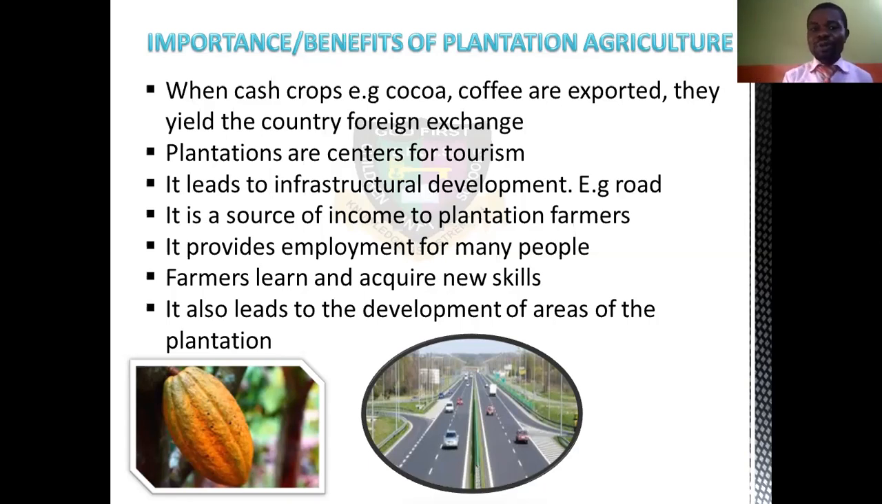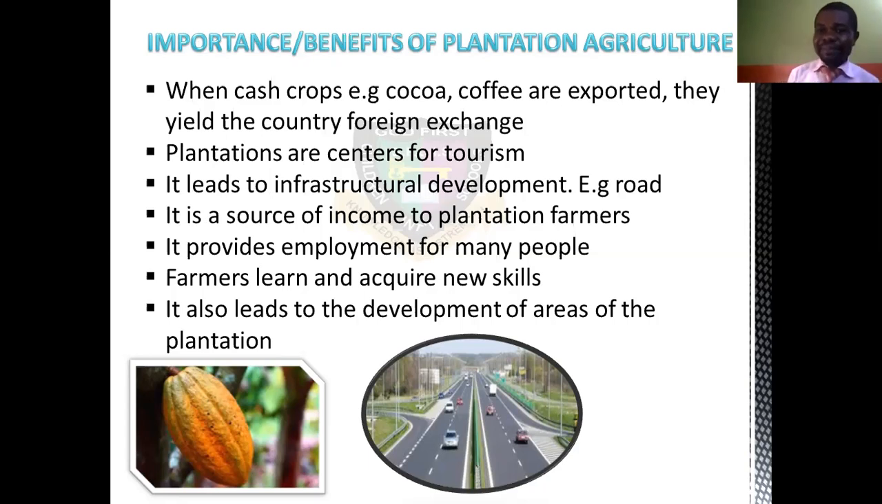Like when you construct a road to a particular area because you are doing plantation agriculture, that country is also developed. It's not just the area alone. These are areas where we benefit from this particular activity, or call it method of agriculture, that is plantation agriculture. What it yields to the people as good things, that's the benefit or the importance of it. That's what I mean: what you gain from it. These are what we call the benefits or the importance of plantation agriculture.